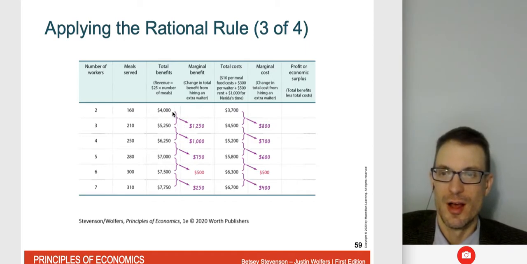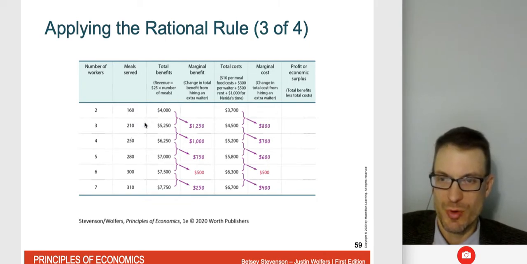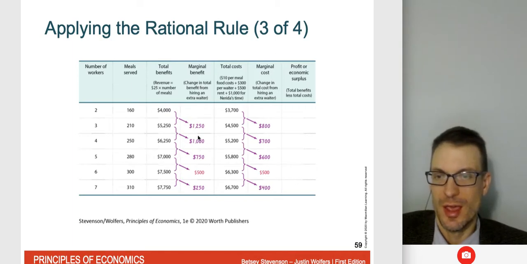All right, the marginal benefit is the additional contribution of one more worker. So it's these additional 50 meals times the 25, right? That's my 1,250. And then going from here, I get 40 more meals when I go from the third worker to the fourth worker. So those 40 meals times 25, that's my 1,000 here, and so on and so forth. And so that's how I'm calculating marginal benefit.